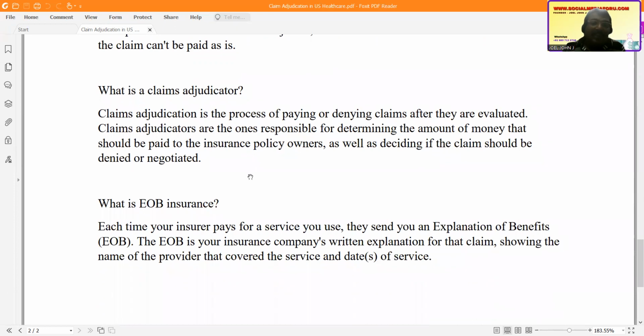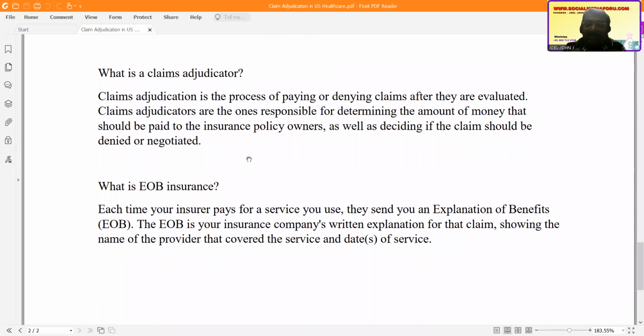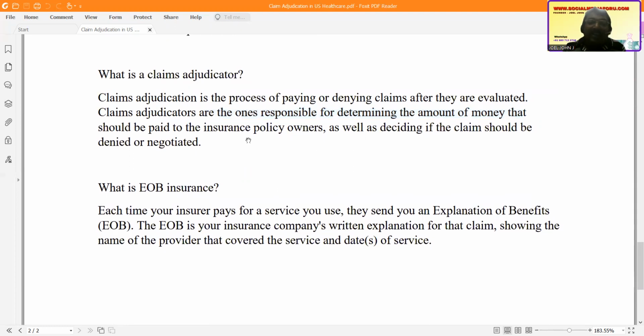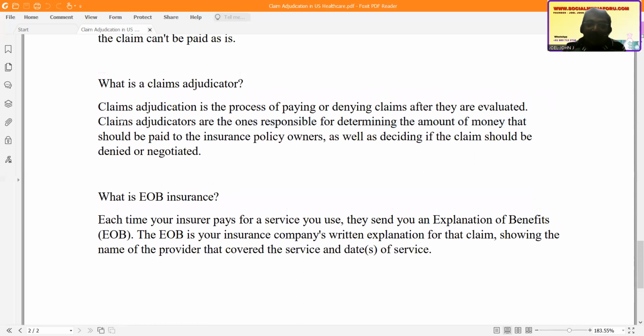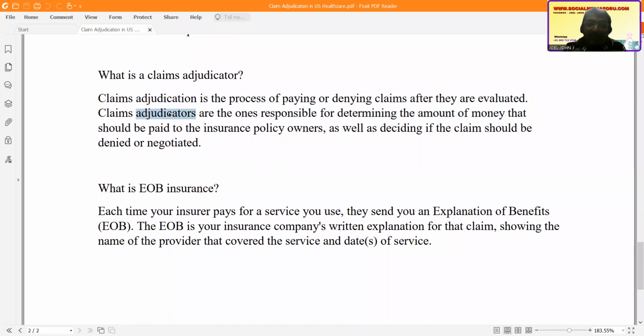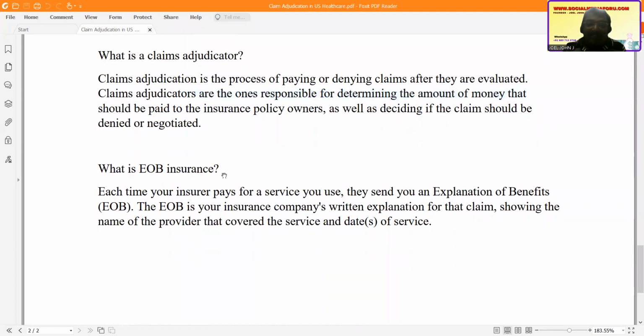Okay, what is the claim adjudicator? The person who is doing the job is called a claim adjudicator in short. Adjudication is a process of paying or denying claims after they are evaluated. Claims adjudicators are the ones responsible for determining the amount of money that should be paid to the insurance policy owner, as well as deciding if the claim should be denied or negotiated. So this job, the account paying role on the insurance company side, is done by these claim adjudicators.